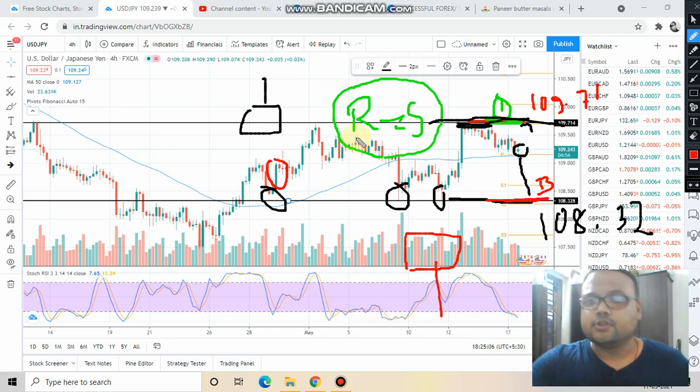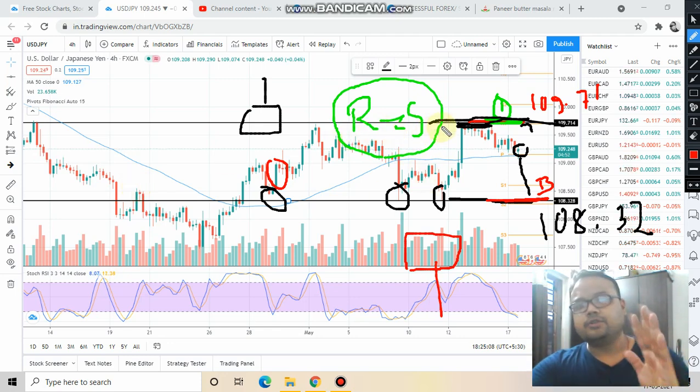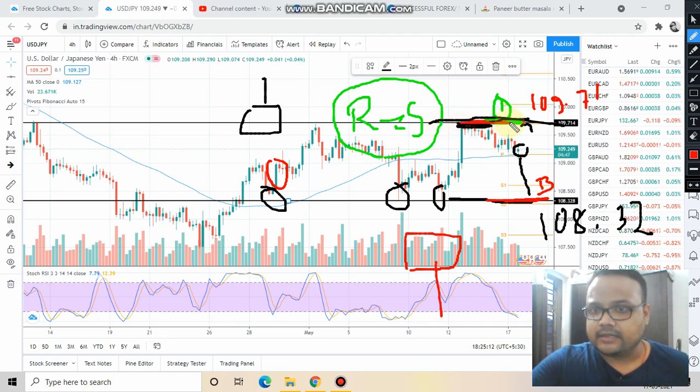The best trading opportunities in this chart, USD JPY, are at this resistance level or at this support level, and right now the market is trading in the middle. So wait for the market to go either towards the upside or downside, and then only you will get the opportunity.